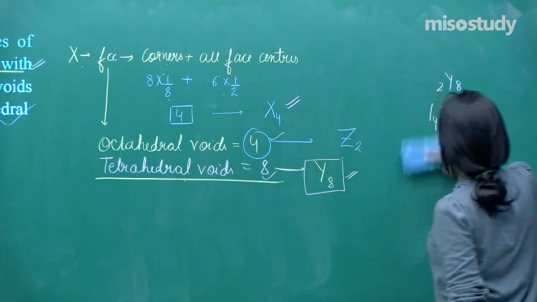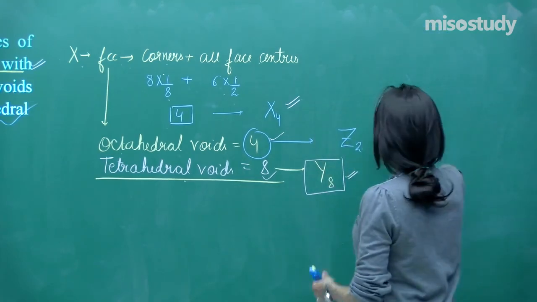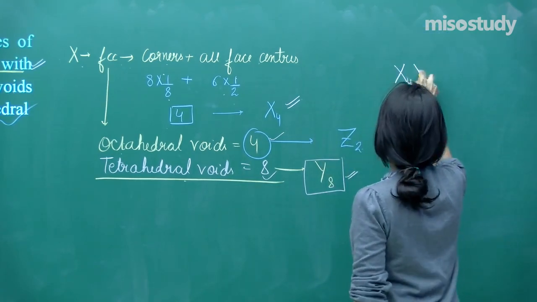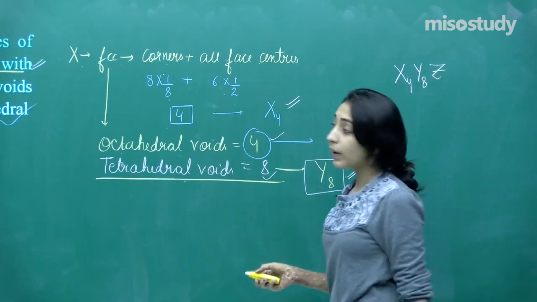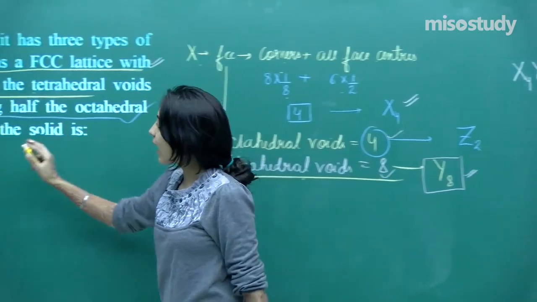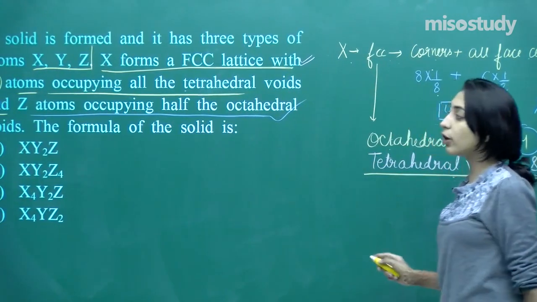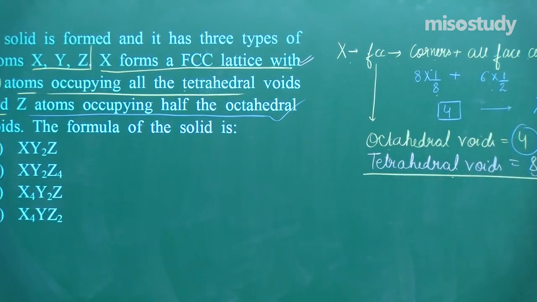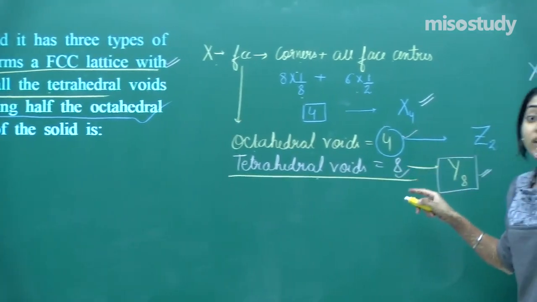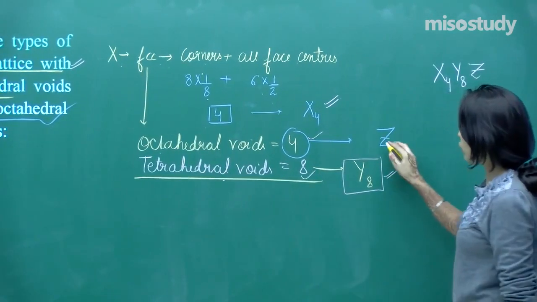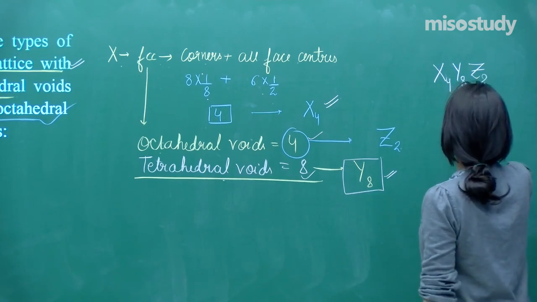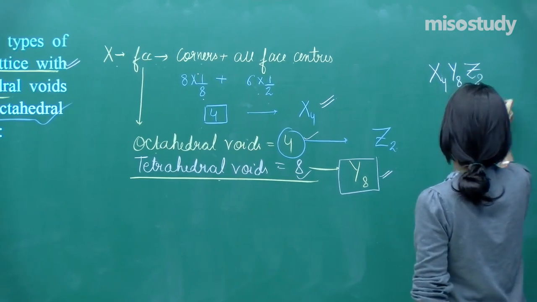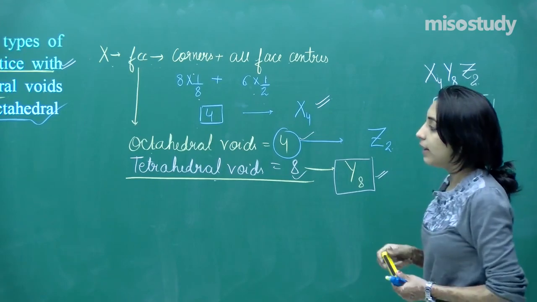So we have written X4 Y8. Let me write it down again. So till now we reached X4 Y8. Let's see how many Z atoms are there. Question says that the Z atoms are occupying half the octahedral voids. There were 4 octahedral voids, out of which half, that means only 2. So Z will be 2. So we will simply say X2 Y4 Z is the final answer. Let us see.